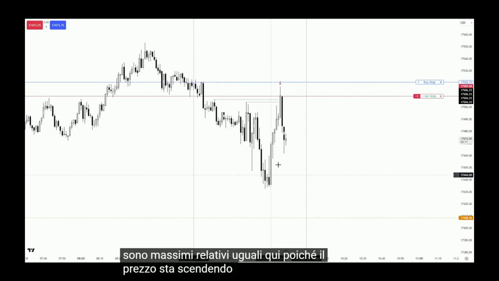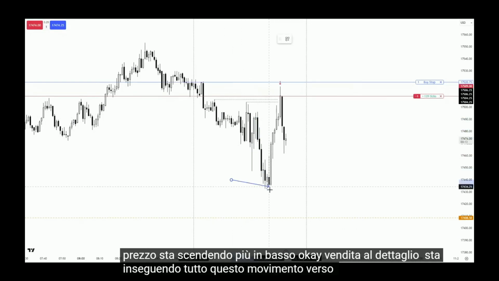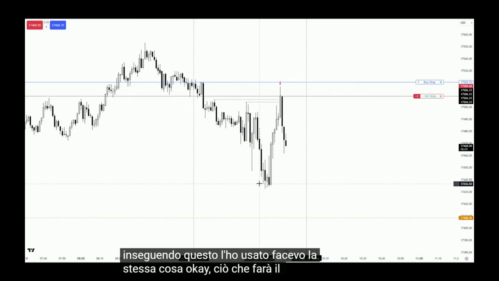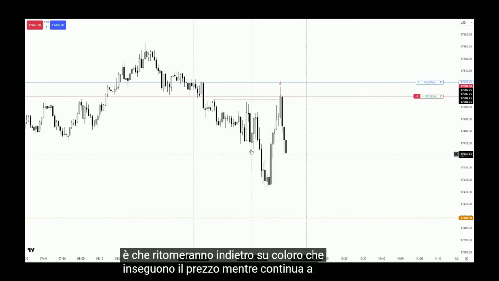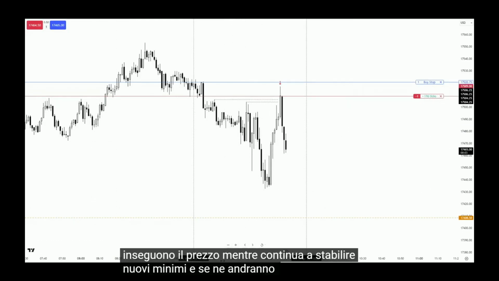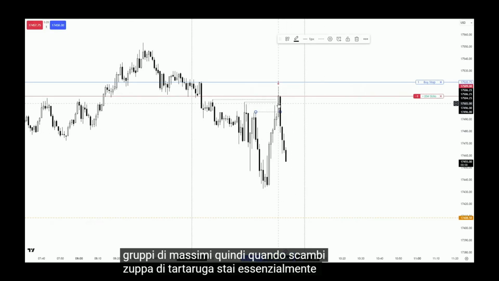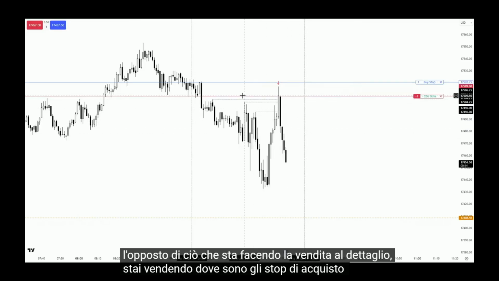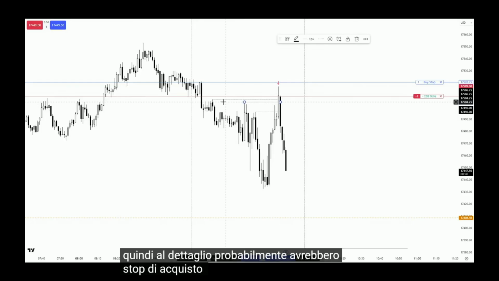As price is dropping lower, okay, retail is chasing this. This entire move down, retail is chasing this. I used to do the same thing. Okay, what smart money will do is they'll run back on those who are chasing price as it's continuing to set new lows, and they'll leave behind these clusters of highs. So when you're trading turtle soup, you're essentially trading the opposite of what retail is doing. You're selling where retail's buy stops are. So retail would likely have buy stops at either of these highs.